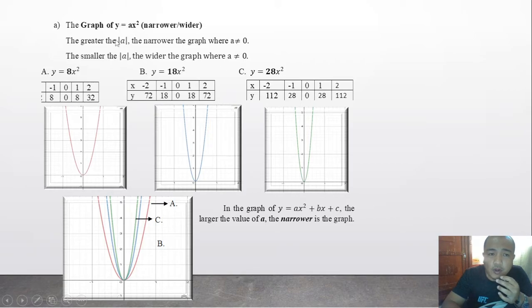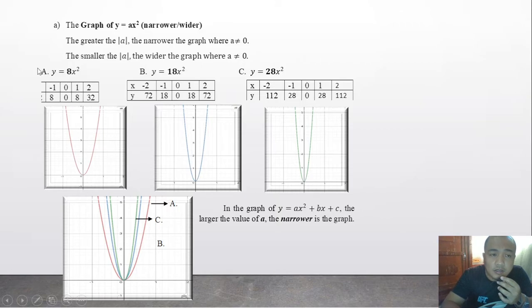So we're going to consider the values of a. For example, here a, b, and c. A in a is 8, b is 18, and c is 28. So as you can see, the greater the value of a, the narrower the graph. Ano siya? Narrow lang. Pero the smaller, wider the graph.